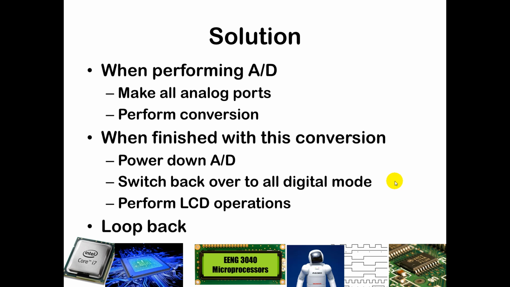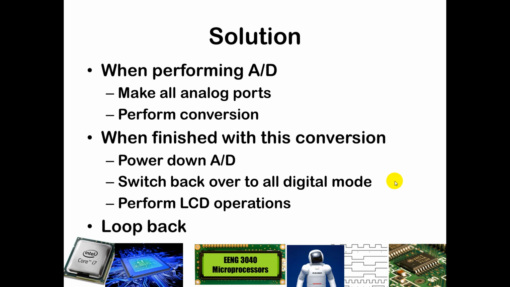That's a good idea to do that because that will save some of your power. In the lab, that's not going to make that much of a difference because you're powering things based on your laptop's battery and you can always just plug that in. But it's good practice to get into saving energy whenever you can. So we're going to power down the A to D module, switch everything back over to all digital mode, and then perform the LCD operations.